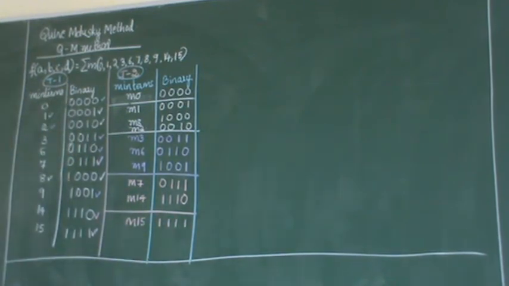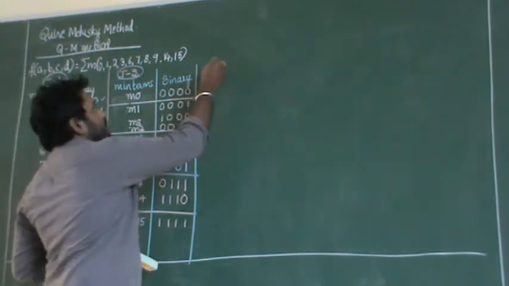Have you all understood how to write the table number 2? It is very important. Make sure that all the minterms are being covered here. So 1, 2, 3, 4, 5, 6, 7, 8, 9, 10. Okay, 10 minterms are covered in table number 2. So it is finished. Now come to table number 3.